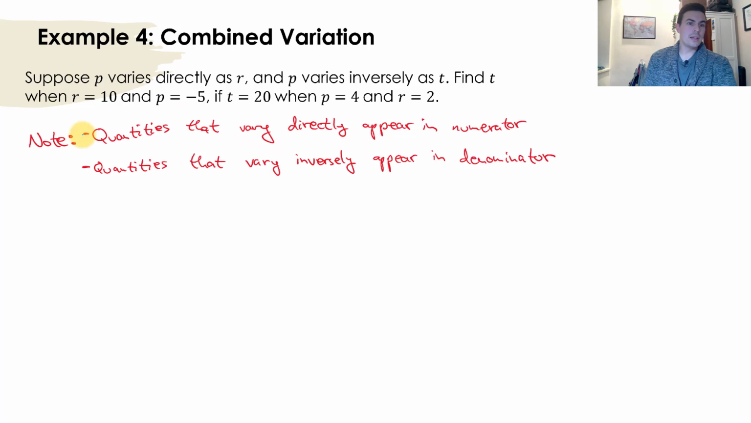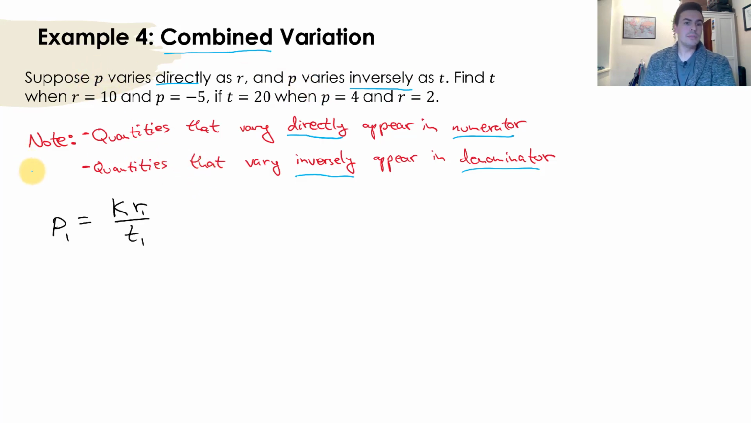So our note here that we need to think about: if we have quantities that vary directly, then those are going to appear in the numerator. And if we have any quantities that vary inversely, those are going to appear in my denominator. So we can have values like p's and t's and r's that appear, some of them in the numerator and some of them in the denominator. That's why it's called combined variation, because it's both directly and inversely varying our p values.